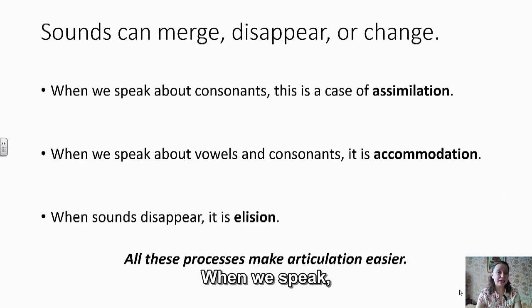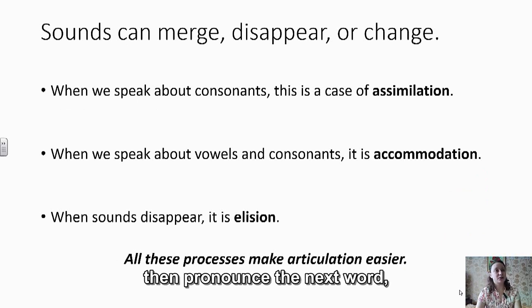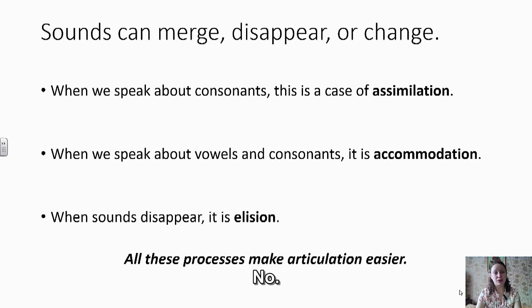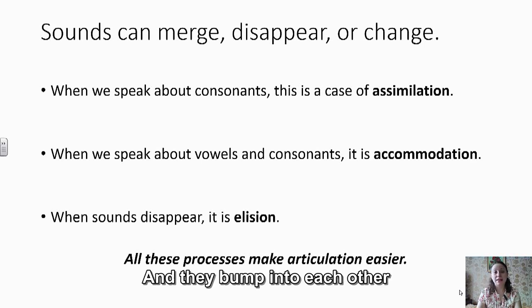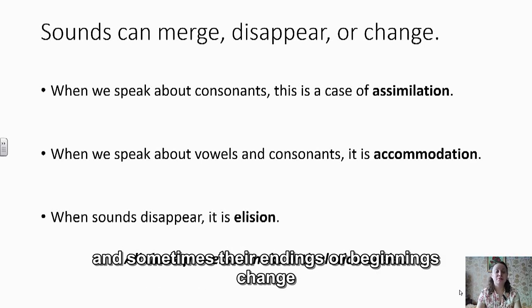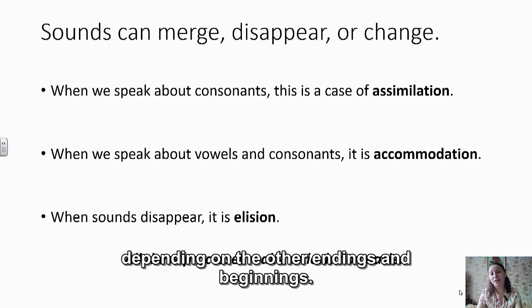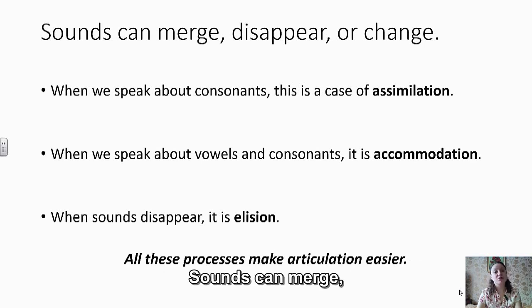When we speak, we don't pronounce a word, then stop, then pronounce the next word, then stop. No, we don't do that. In natural speech, we pronounce words very rapidly and they bump into each other, and sometimes the endings or beginnings change depending on the other endings and beginnings. So sounds can merge, disappear, or change.